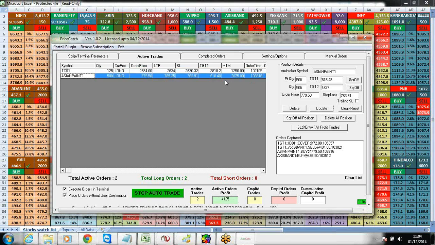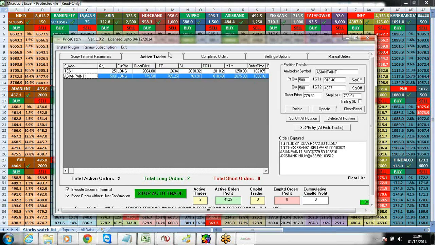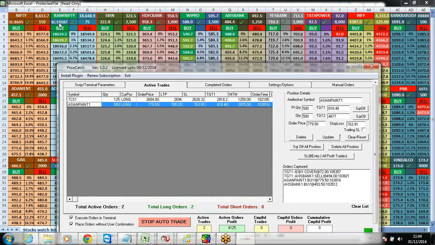Or square off stop losses. Stop losses is also included in the application. In case the stop loss is hit, again it will send a trigger to the price catch saying that the stop loss is hit, you square off that position in your terminal. It will automatically square off the position in the terminal.